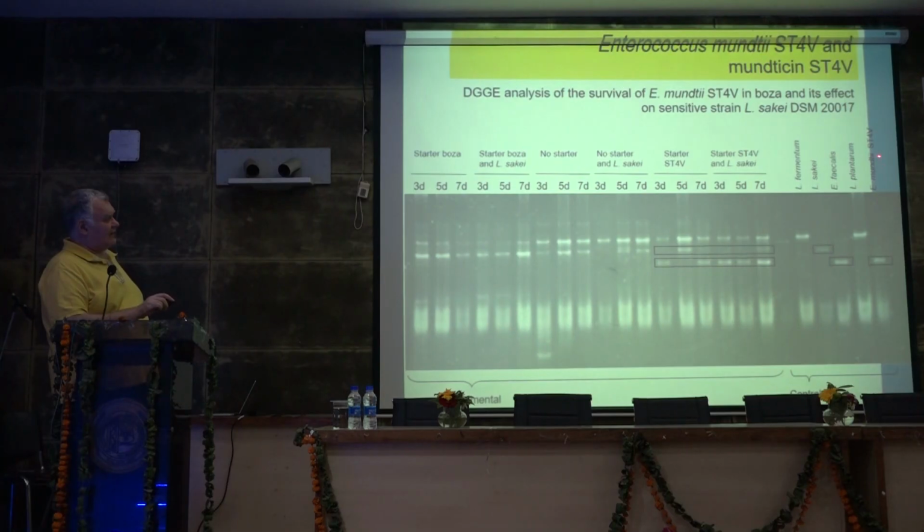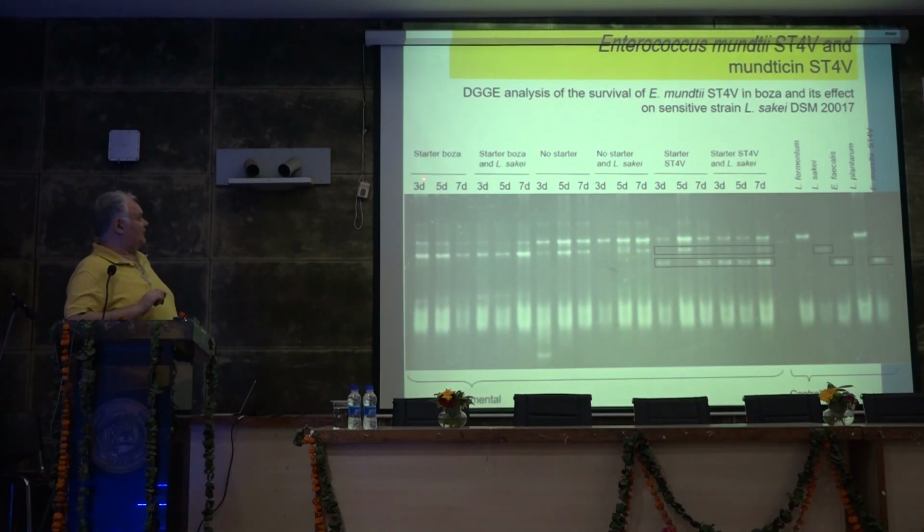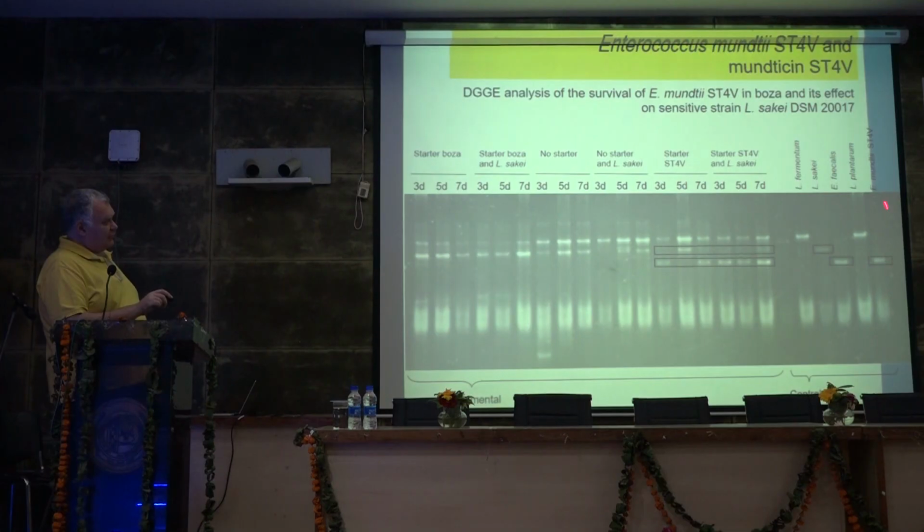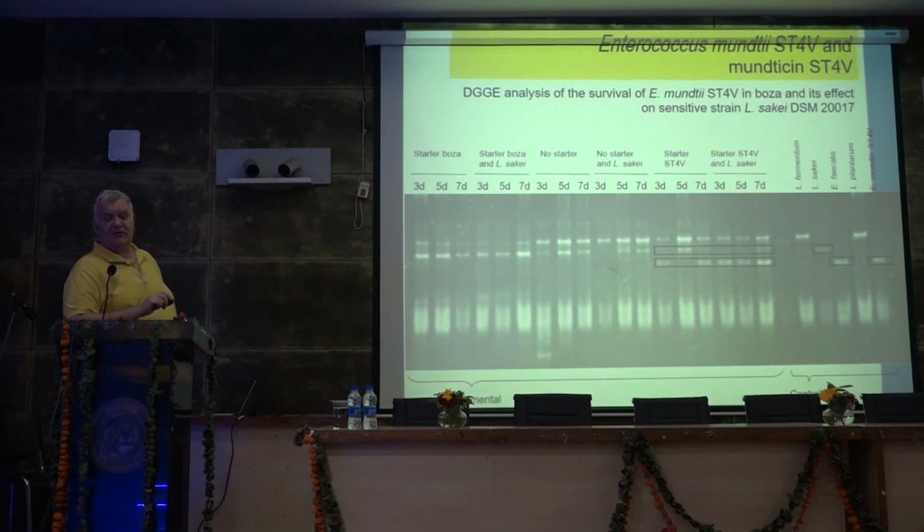This is our strain, ST4, the control strain. We was doing a DGG, we took a sample for 3, 5, 7 days, and we was performing it to see what we can see. Interestingly, Enterococcus multi, his control, is present when we have the starter culture Enterococcus multi. It's logic, we put this strain, but nothing here. It's again logic. Enterococcus multi is not something that you can find anywhere.